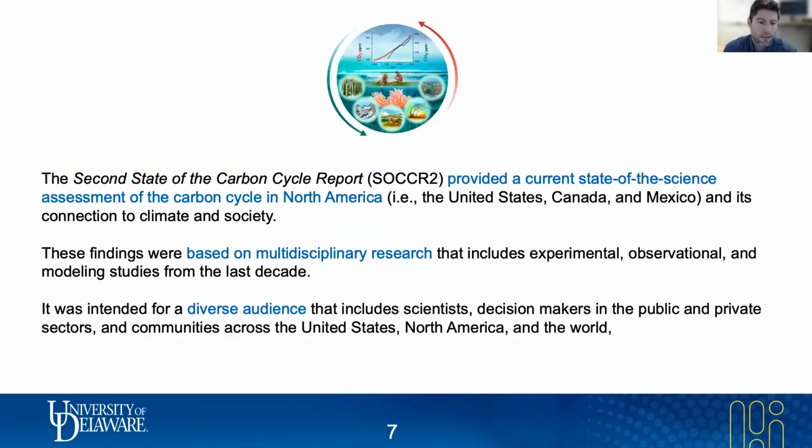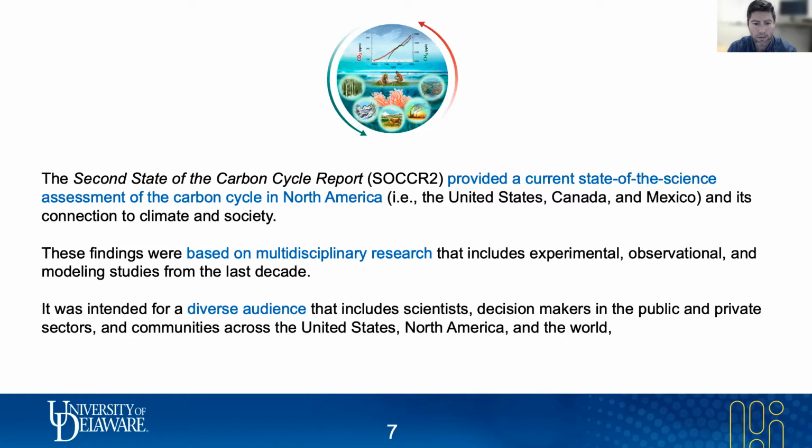The idea of this report was to provide a current state of the science of the carbon cycle across North America, understanding North America as the United States, Canada, and Mexico. This was an effort of multidisciplinary research that included experimental, observational, and modeling studies within the last decade. The report was written for a diverse audience, from scientists to decision makers, the public, the private sectors, and communities across the three countries. Of course, this information is applicable to other systems and other regions around the world.